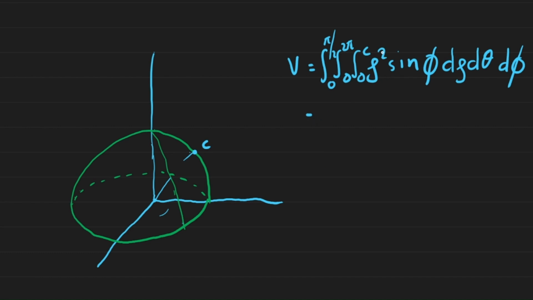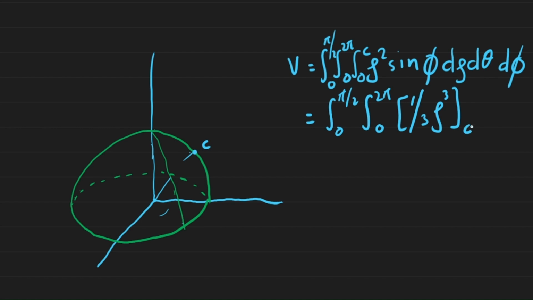So firstly, we integrate rho squared. The integral of rho squared is just 1 over 3 rho cubed. So let's just write our outer integrals, 0 to pi over 2, 0 to 2 pi, and the integral of rho squared is 1 over 3 rho cubed, and this is just integrated from 0 to c, and then we have d theta, d phi.